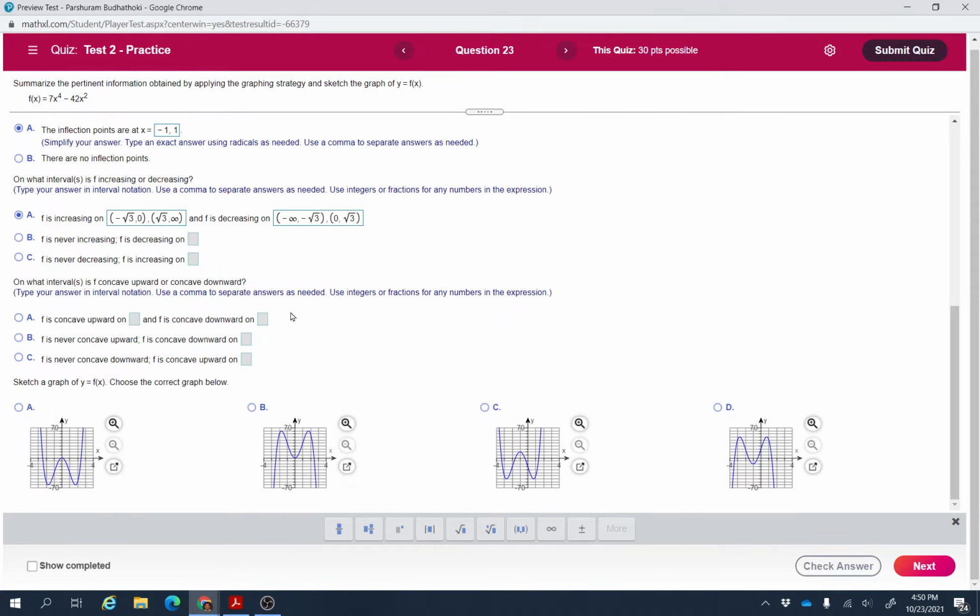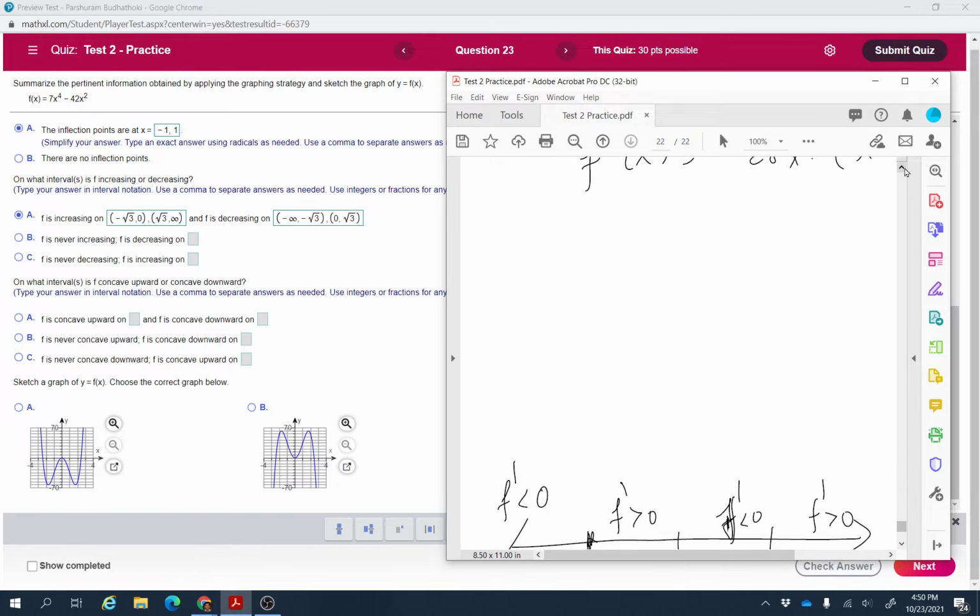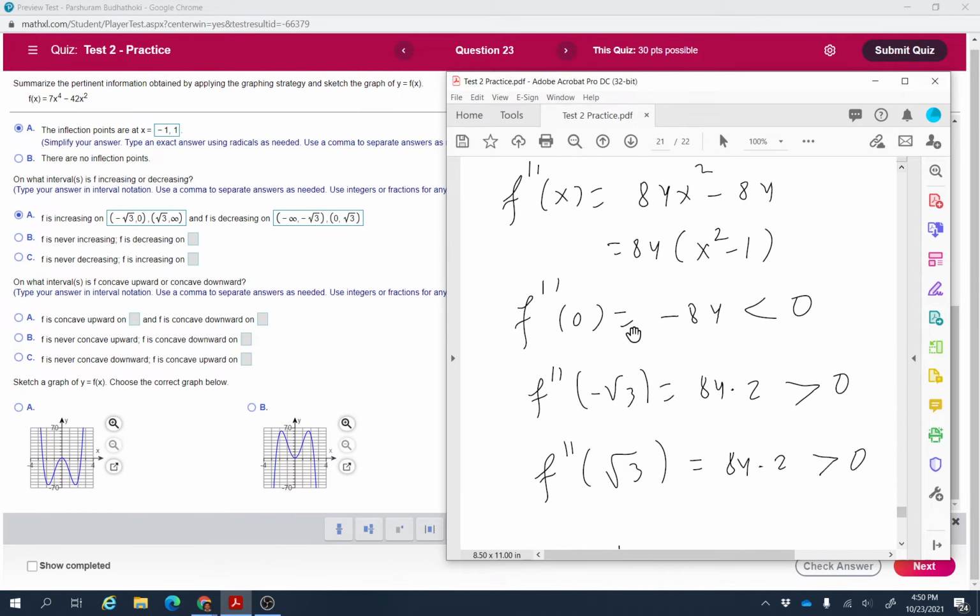Okay, now we need to find out where the function is concave up and concave down, and that information is already found. If we go back to the second derivative here, we found the second derivative, and we know that second derivative is, okay, at 0, negative square root of 3 and positive square root of 3, you can see that it's a negative. So f is concave upward.